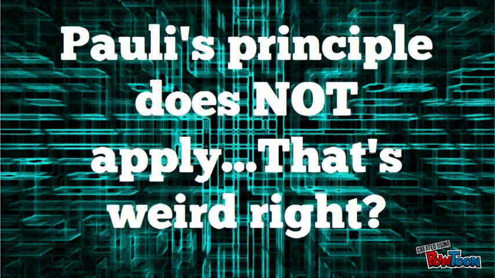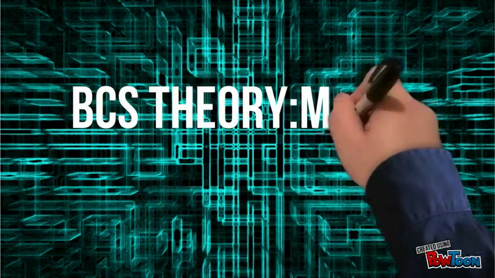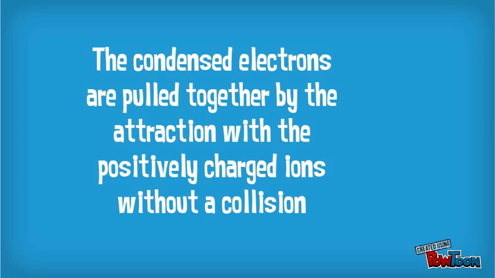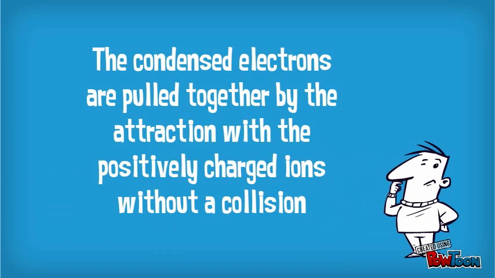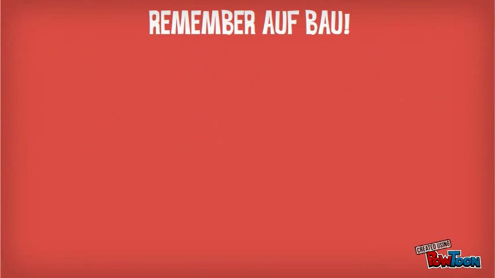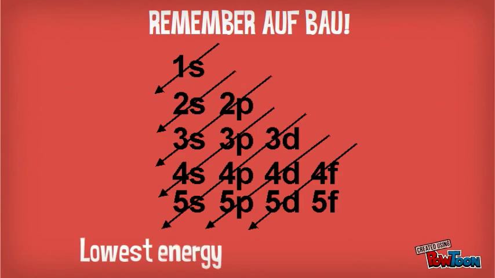Thus, the BCS theory successfully shows that electrons can be attracted to one another through interactions with the lattice. This occurs despite the fact that electrons have the same charge. The condensed electrons are pulled together by the attraction with the positively charged ions without a collision. The electron pairing is favorable because it has the effect of putting the material into a lower energy state.